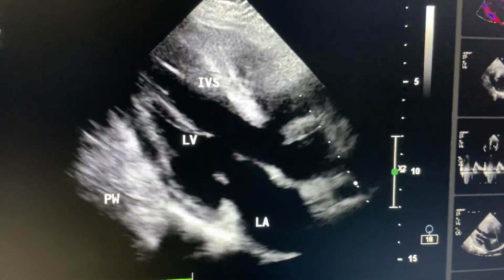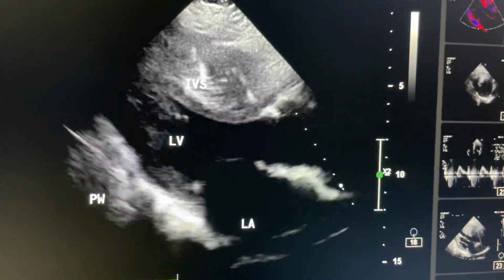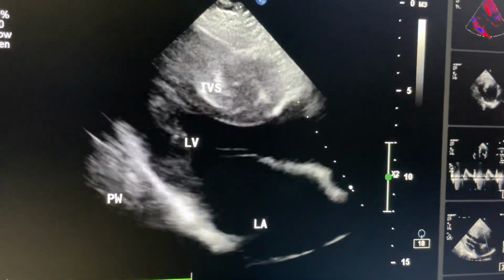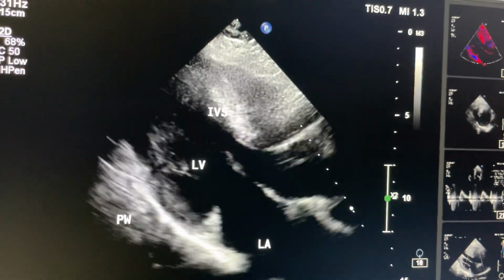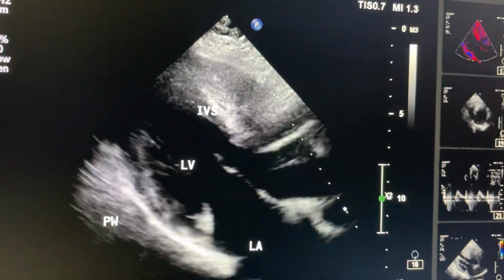This is the case of hypertrophic cardiomyopathy. No significant subaortic flow obstruction. You can see the thickness of IVS in comparison to posterior wall is much more, even 3 or 4 times, though criteria wise it has to be more than 1.5 times that of posterior wall.